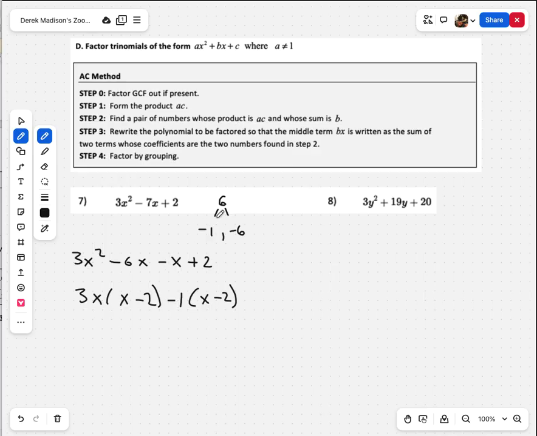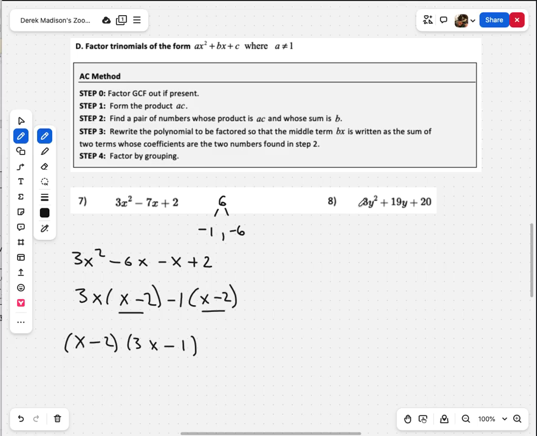So it's kind of a combination of the 3-term one and the 4-term one, where we find the numbers that multiply to be a times c, and then add to be the middle, and then rewrite it as 4 terms. And then from there it works just like a grouping problem. So x minus 2 and 3x minus 1.